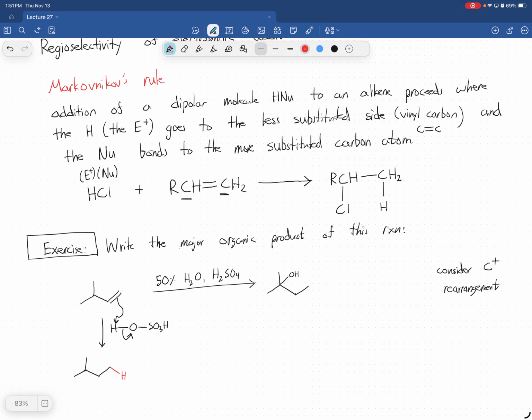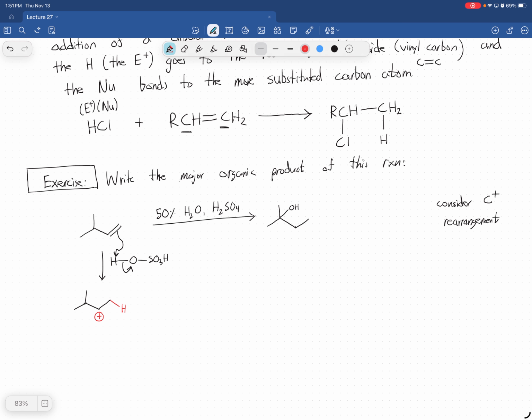Now our carbocation's right here. But what's wrong with this carbocation? Is that going to be stable? No. There's a nearby adjacent position where there's a hydrogen here. So let's show these bonds moving to the carbocation. Now we have a hydride shift, and now we have another hydrogen right here.